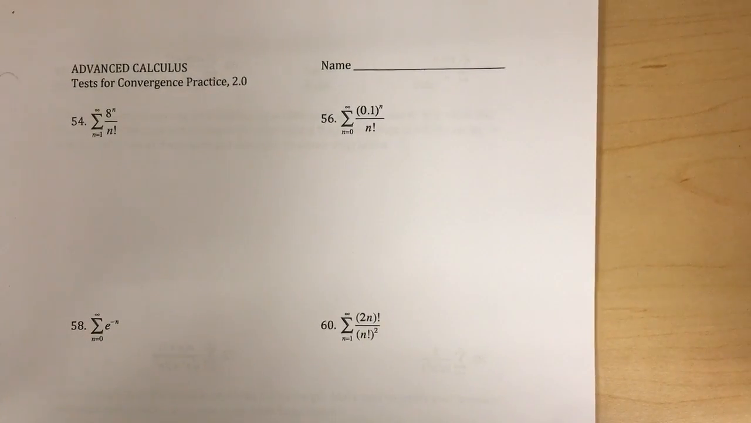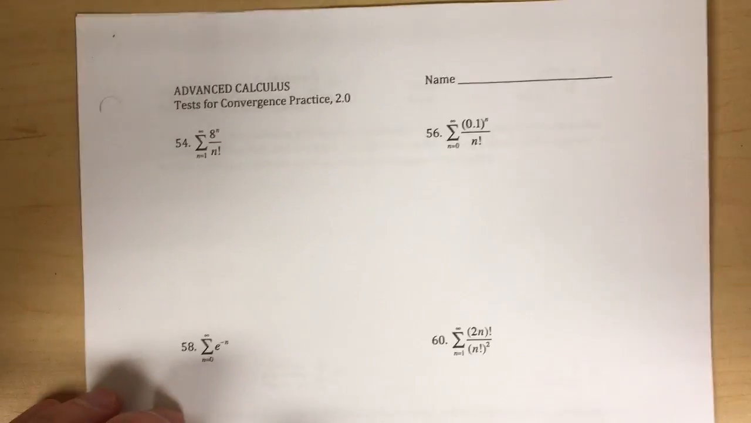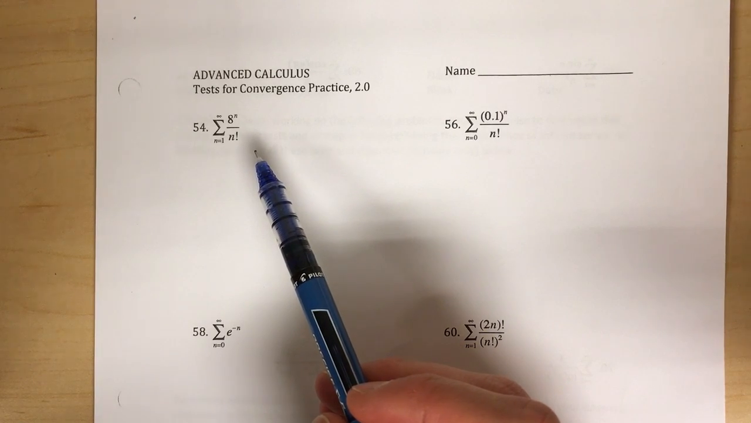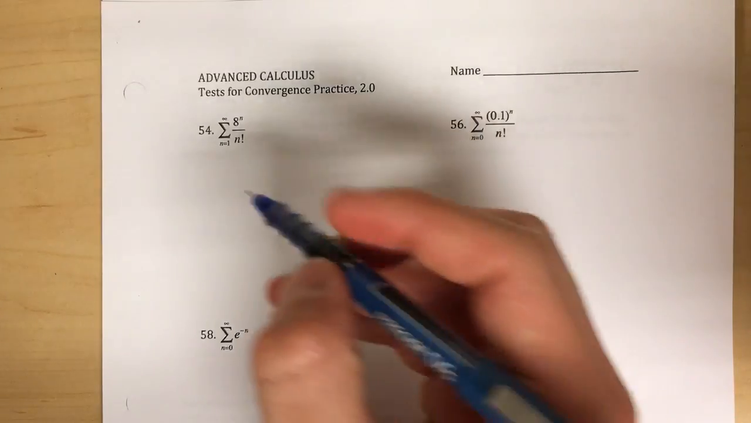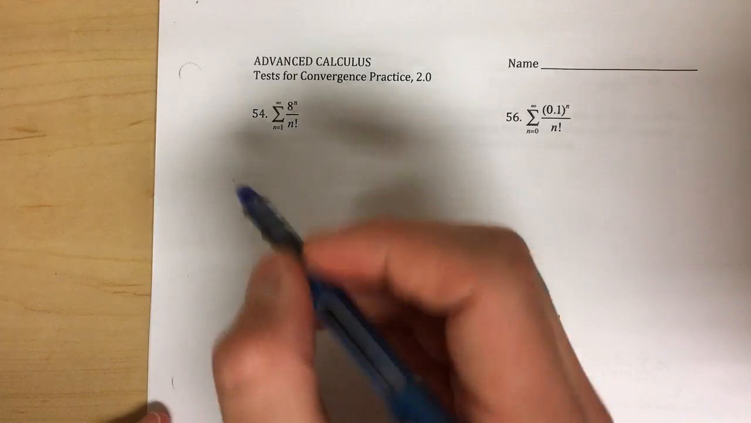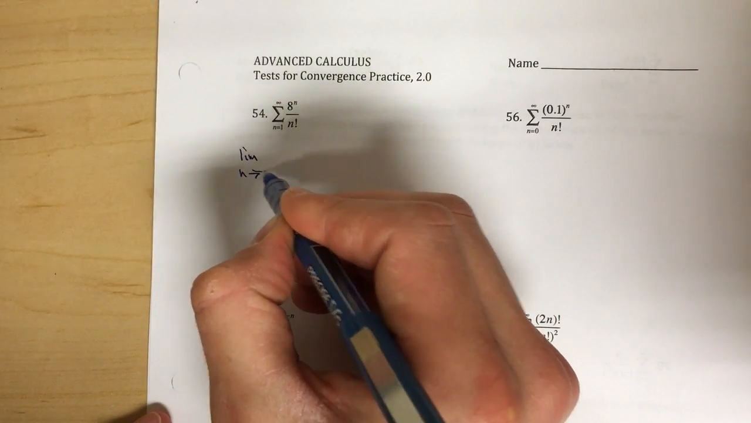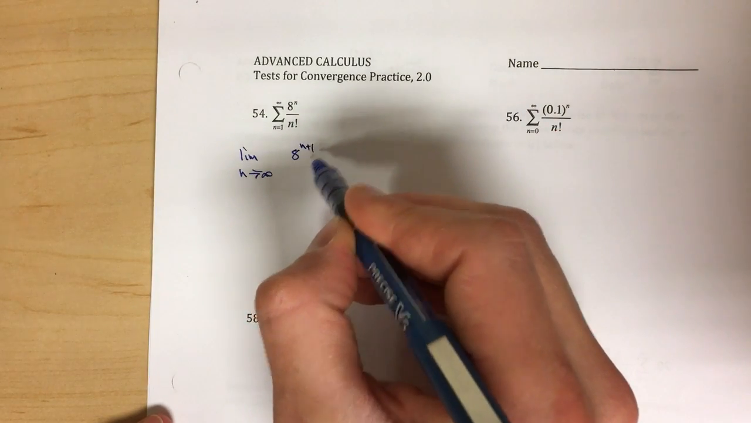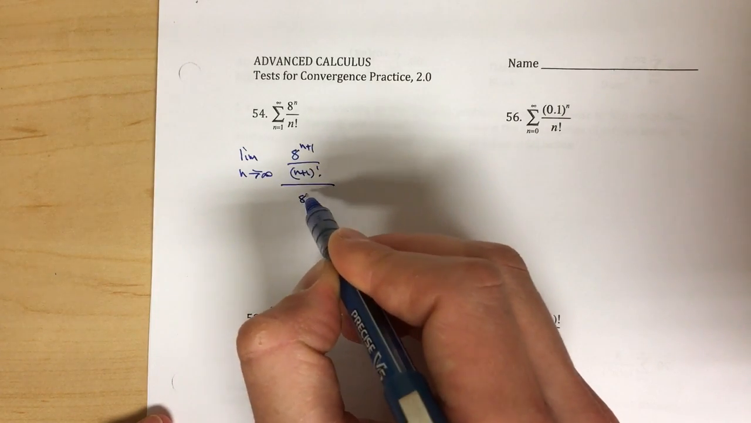Okay, so we're going to look at a few more problems here, tests for convergence, but this time we have to decide which test to use. So this is 8 to the n over n factorial, and what I'm thinking when I see the factorial is ratio test. So the ratio test would ask me to basically take the limit as n approaches infinity of a sub n plus 1 divided by a sub n.